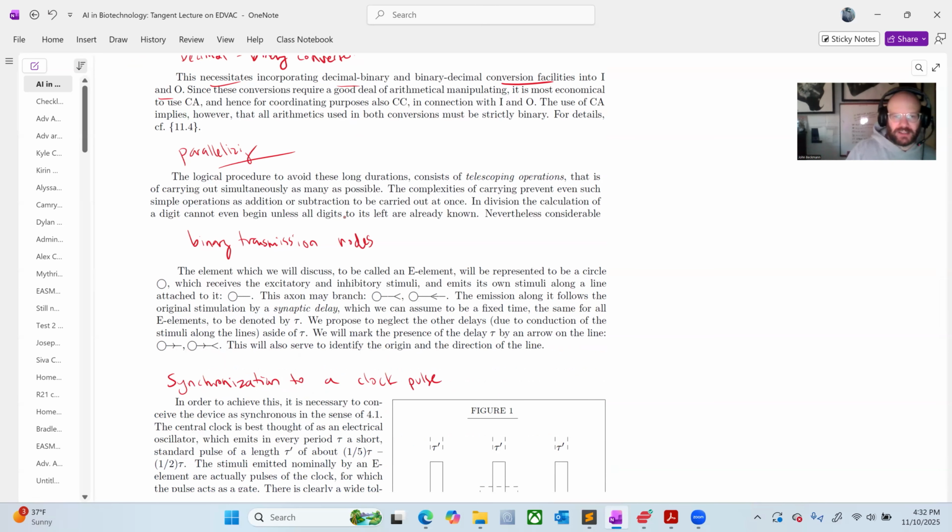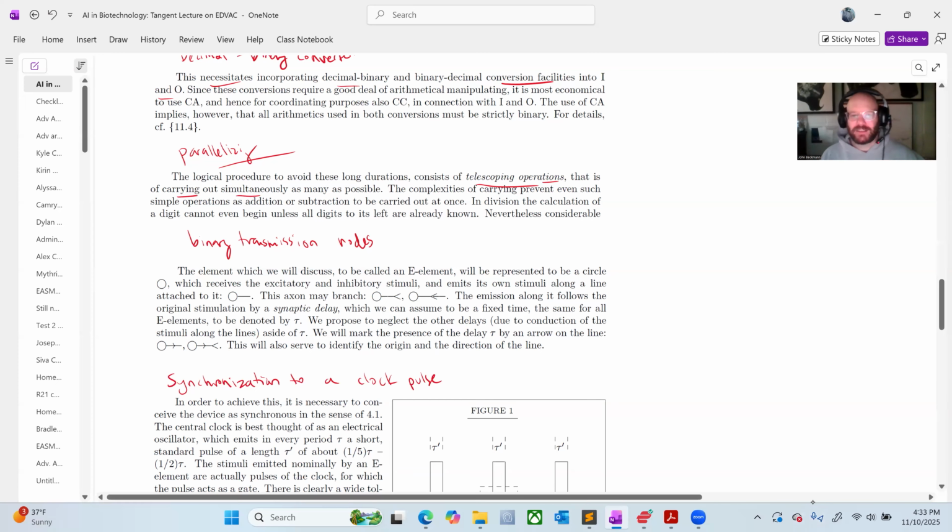He describes parallelization. He calls these telescoping operations. He says, in order to make this thing fast, we need to carry out as many calculations simultaneously as possible, which is parallelization. Some things cannot be parallelized, certain arithmetic cannot, but we're going to parallelize what we can.